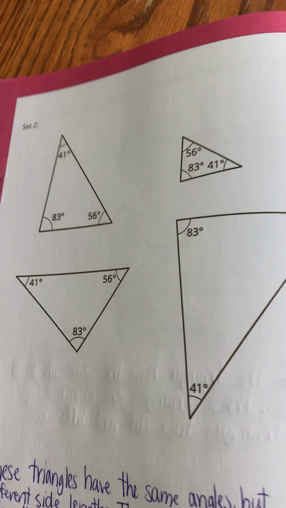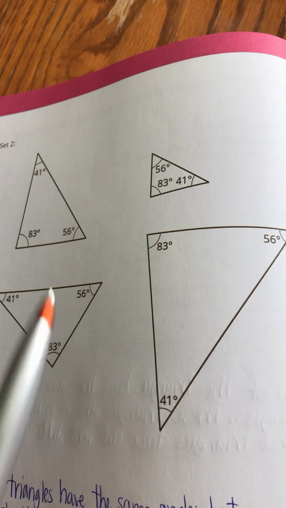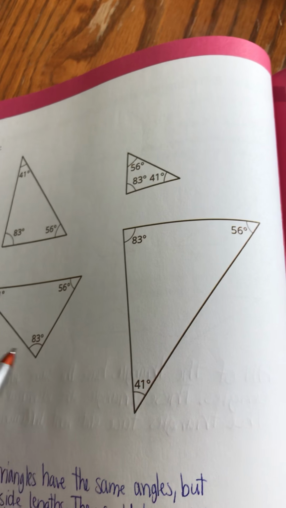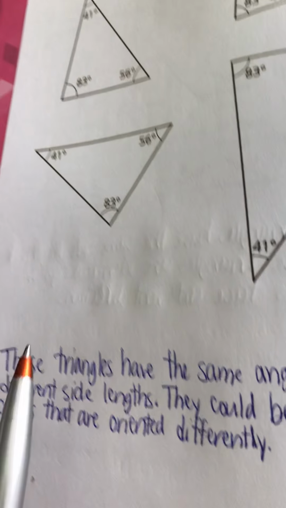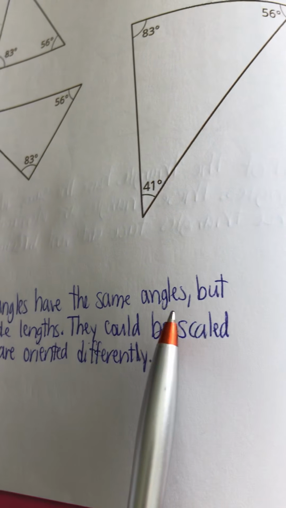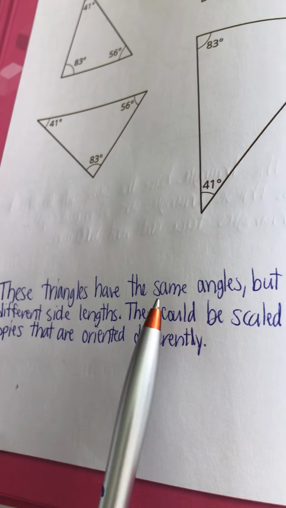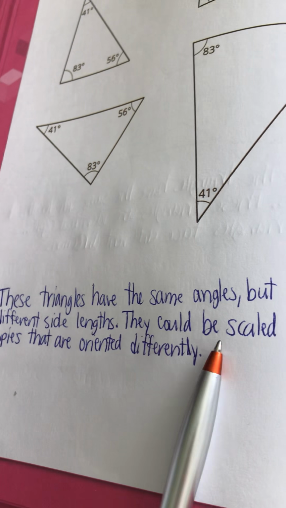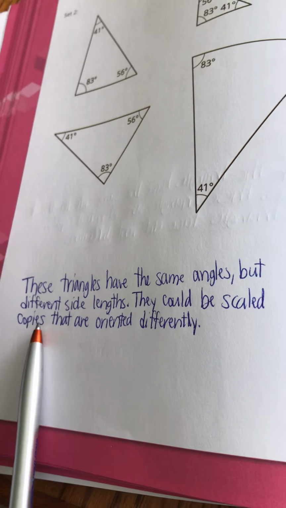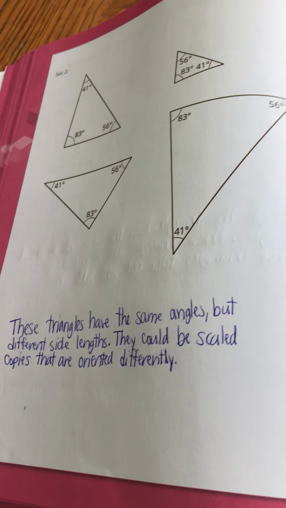For set 2, you have to notice what's the same. Well, the angles are all the same, but they are all in different orientations. So these triangles have the same angles, but different side lengths. They could be scaled copies that are oriented differently. Okay?